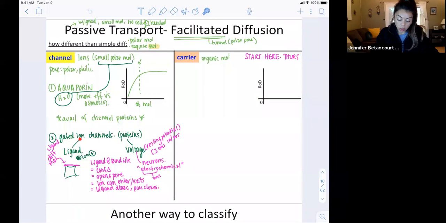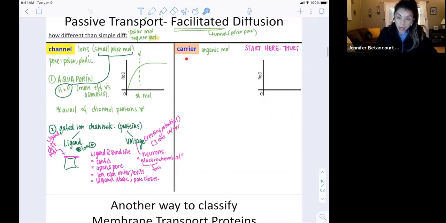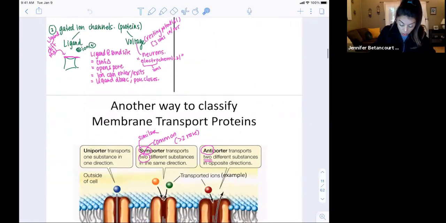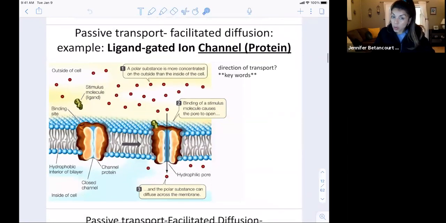Usually these channel proteins are gated. They're either gated by special ligands, so it requires a molecule to bind, and that's what induces a conformational change, and that channel opens, and that polar ion or that polar small molecule can enter the tunnel, and that tunnel is coated in polar properties. Or it can be gated by voltage. So this is going to be more common in neurons. So before we go on to carrier proteins, which act the same, but help transport larger organic molecules, let's look at an example of a ligand-gated ion channel protein.